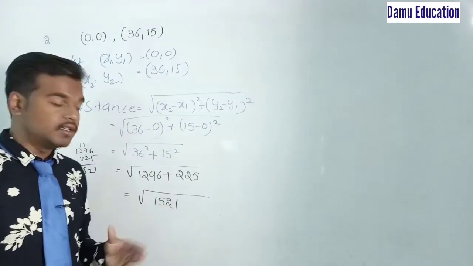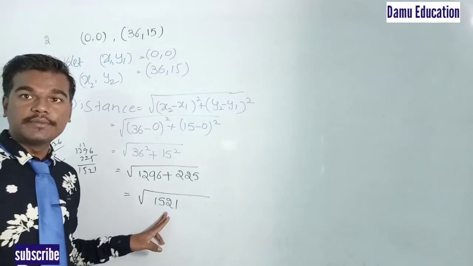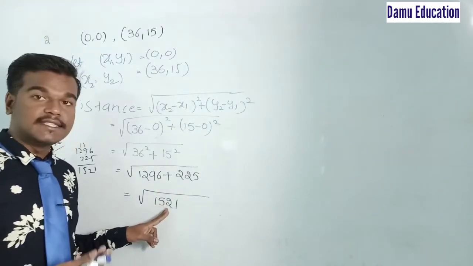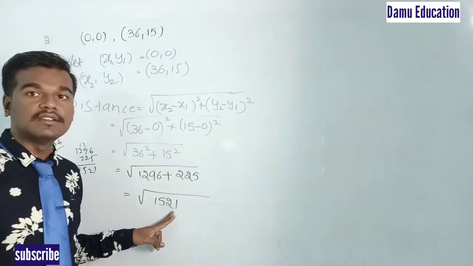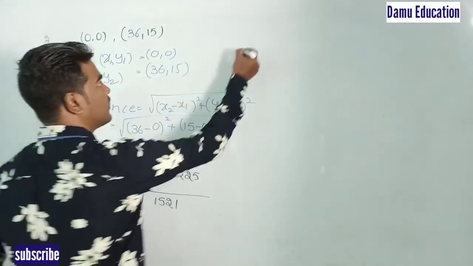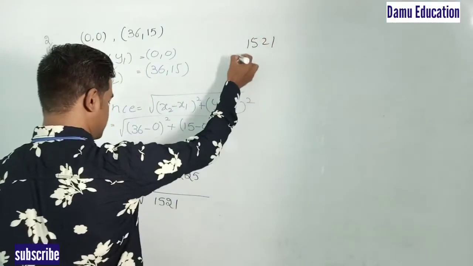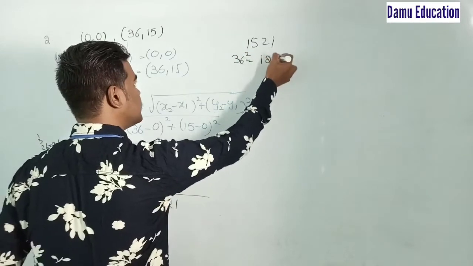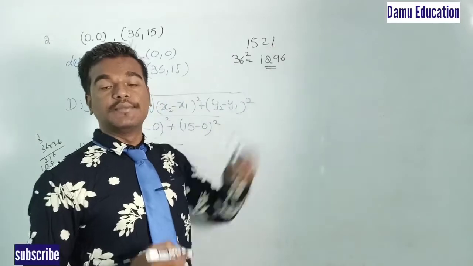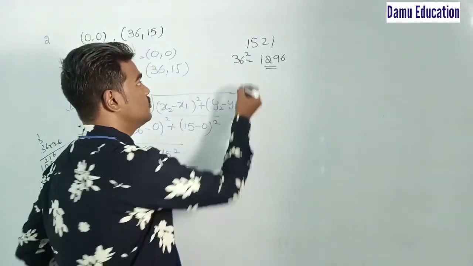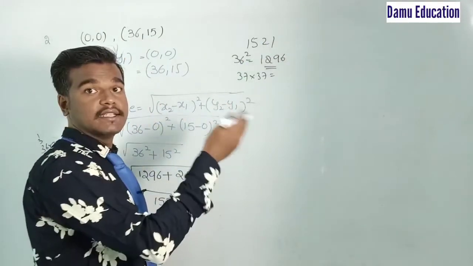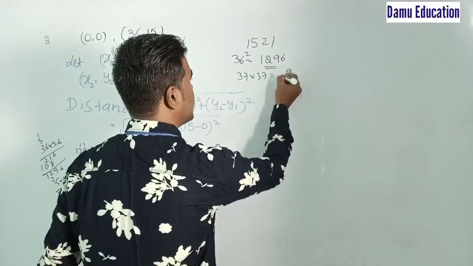So how to calculate here? It's more than 36 square. Either it may be 37 or 38 or 39. So in order to find the unit digit of 1521, we already know 36 square is 1296. So 1 should come as the unit digit here. So what is the unit digit here? Let's take 37, because it's more than 36. 37, 7 sevens are 49. So 9 is the unit digit.